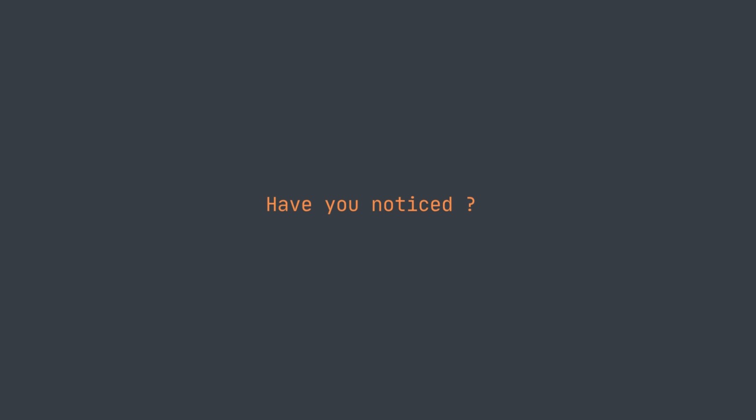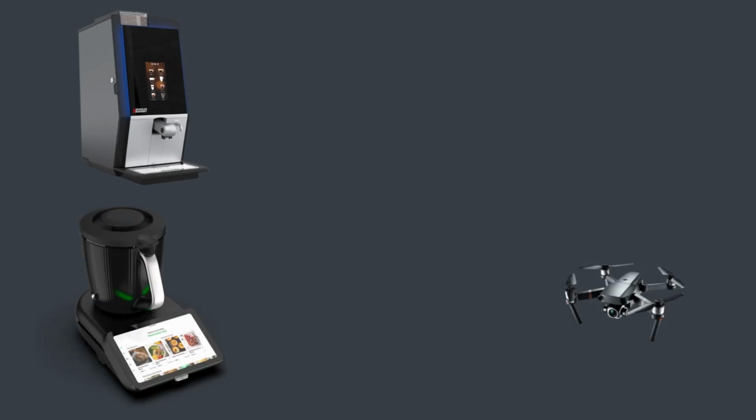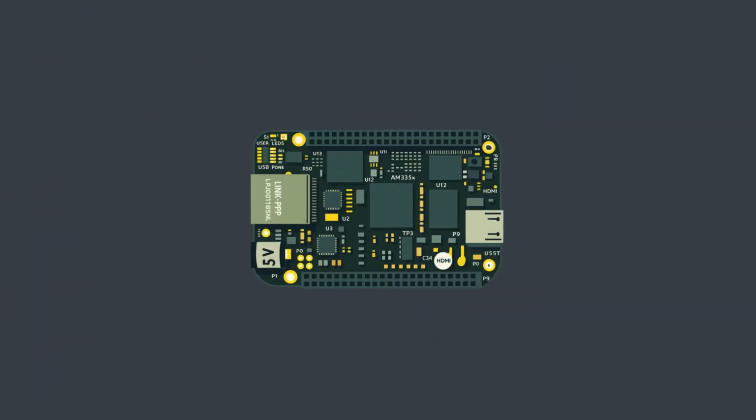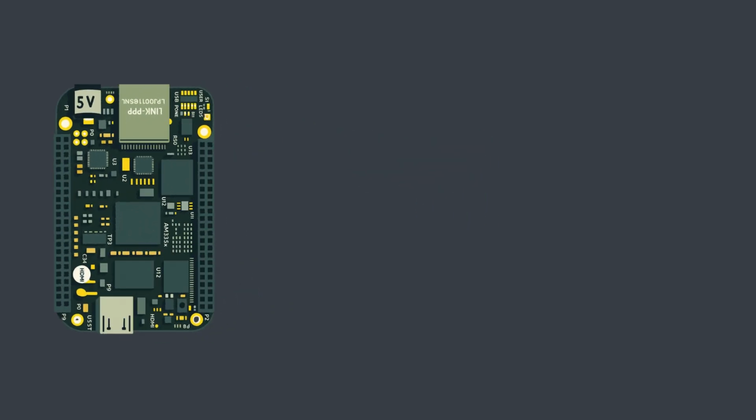If you look around you, you will notice that we are surrounded by embedded systems. Coffee machines, smart kitchen appliances, drones, and so on. All of these devices rely on a small computer, and most of them run the same operating system, which is Linux. When this board receives power, it instantly begins the Linux boot process. This process is a chain of steps that brings the hardware to life and eventually hands control over to the user. In this video, I'm going to walk you through the main stages of that process.